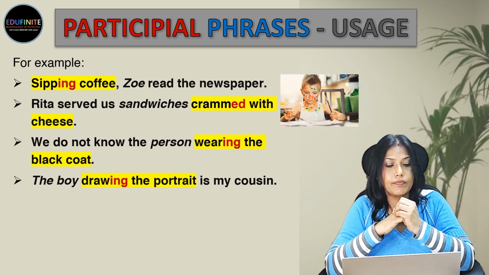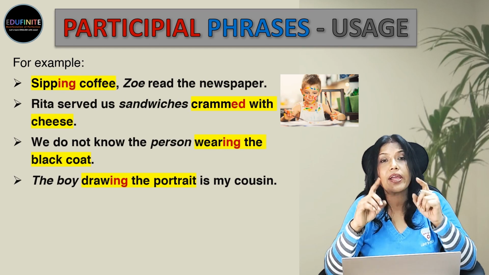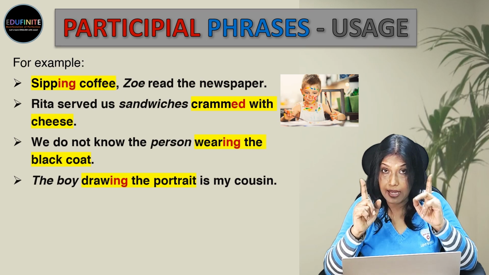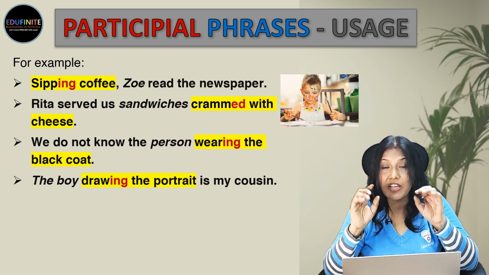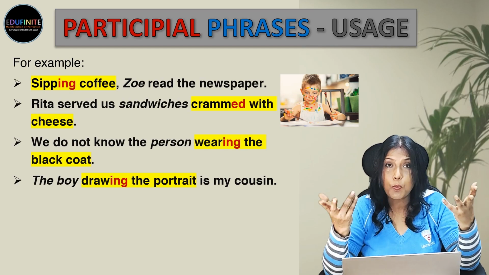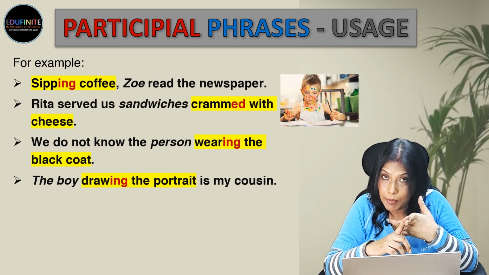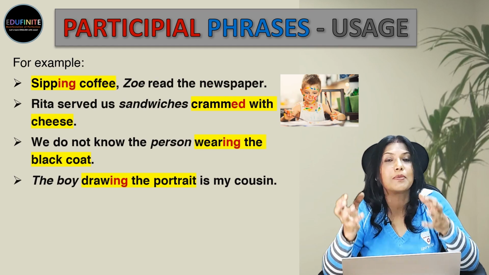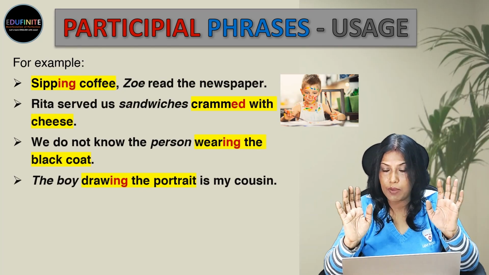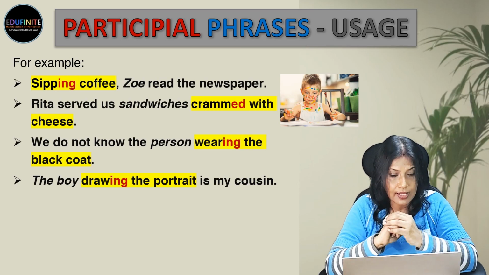Okay, next. The boy drawing the portrait is my cousin. So, drawing the portrait, this is the adjectival phrase. Why? Because this is describing the boy. Which boy? The boy drawing the portrait. Drawing is the present participle, so this is a participial phrase. If we say the boy is my cousin, it will not make sense. The boy drawing the portrait is my cousin.